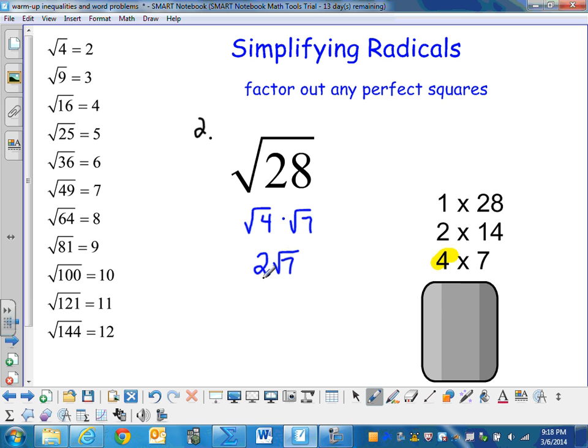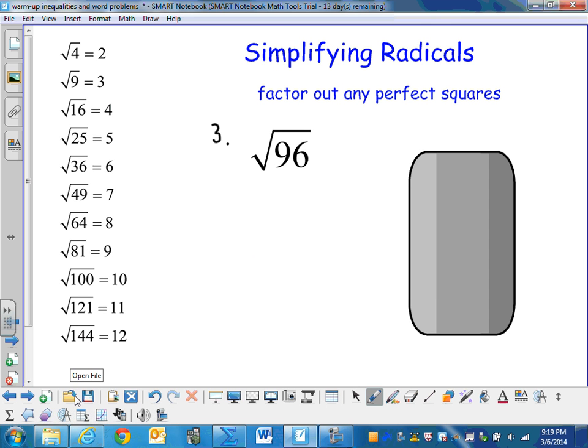We always write the whole number in front of the radical. If we were to write the square root of 7 times 2, it can be confusing whether the 2 is under the radical sign. So to avoid that, we always write the number in front, and that's why we always put the perfect square in front of the other factor.